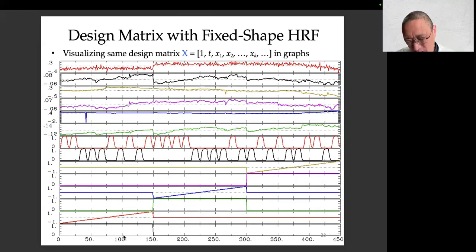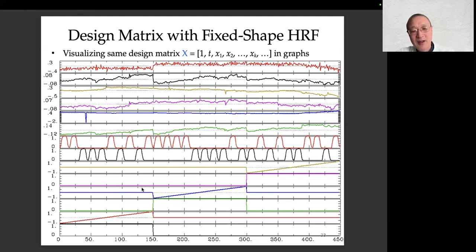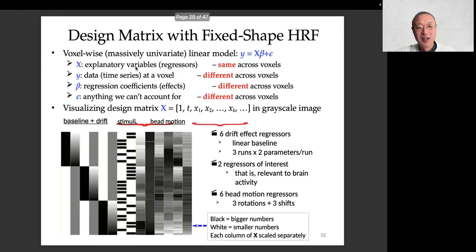Let's check another way to visualize this. Another way to check the model matrix, instead of using grayscale, is to plot out the time series or the pattern, using curves. So let's discuss from the bottom up, each row. Now the model matrix columns are shown as rows instead of columns as in the previous slide.